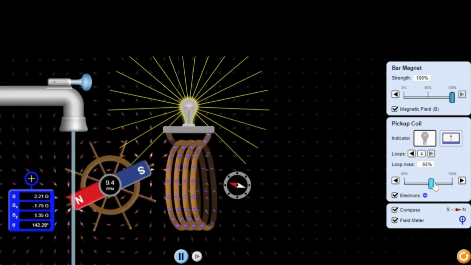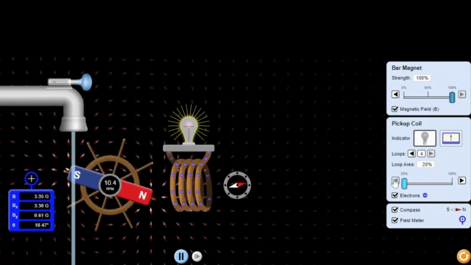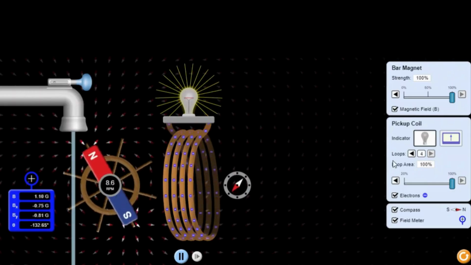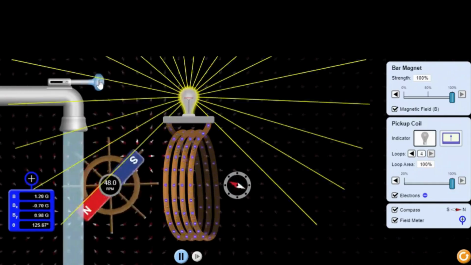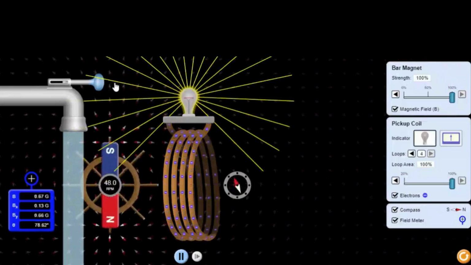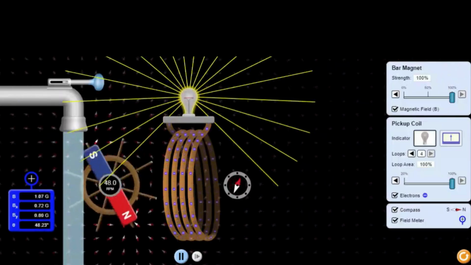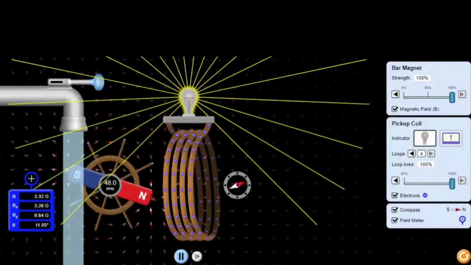By adjusting the water tap, students can vary the speed and direction of the magnet's movement and observe the corresponding changes in the brightness of the light bulb and the readings on the voltmeter. The generator simulation offers several educational benefits.